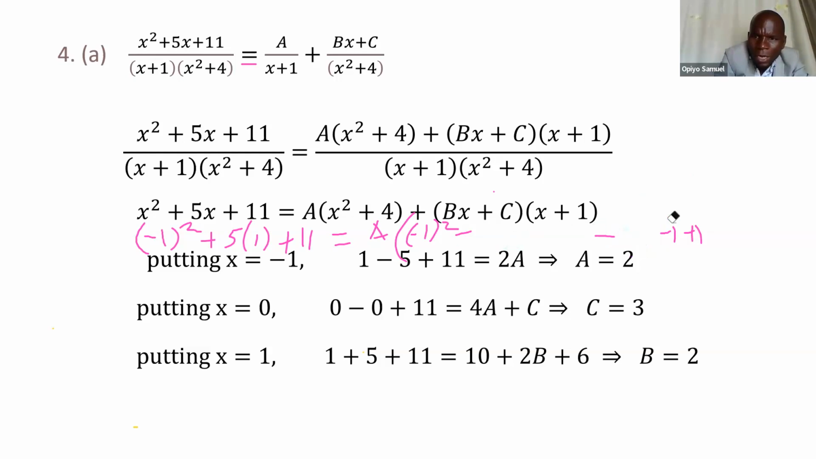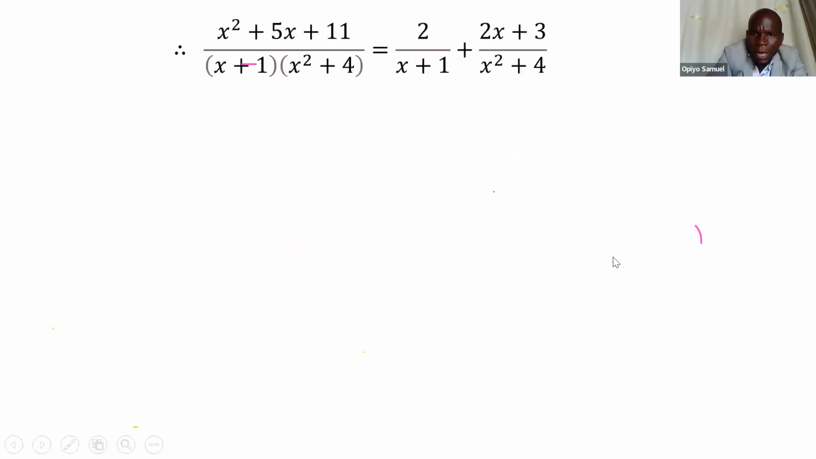After you have obtained the constants, you go back to the fraction and express it as required. So we now come back here. We have got a, b, and c, which means the partial fractions can now be written as that. The partial fraction is going to be 2 out of x plus 1 plus 2x plus 3 out of x squared plus 4. So that is what we were supposed to express in partial fractions.